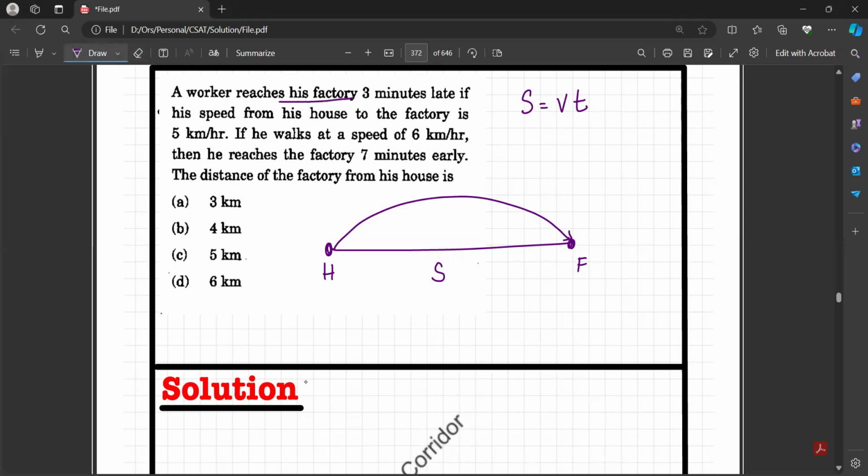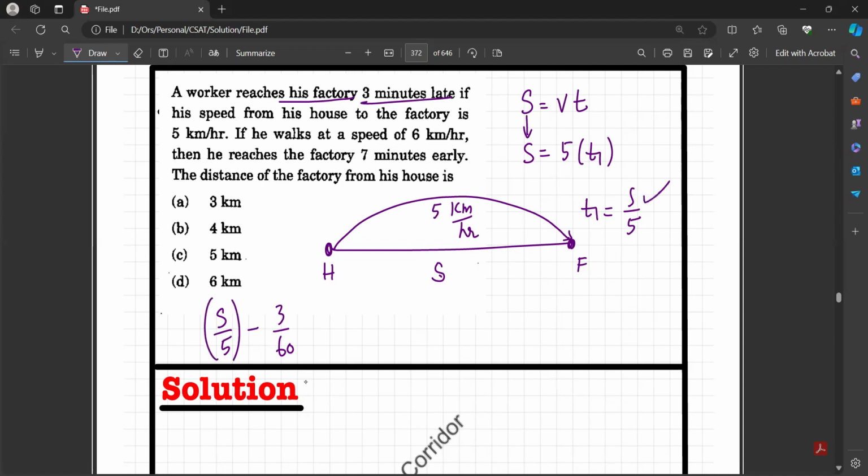A worker reaches his factory 3 minutes late if his speed from the house to the factory is 5 km per hour. If his speed is 5 km per hour, S remains S, this is 5, so T1 will be S by 5. But this is 3 minutes more than the original time. 3 minutes means S by 5 minus 3 by 60 hours. This is the time we got by taking 5 km per hour, but it is 3 minutes late. That means 3 by 60 hours.